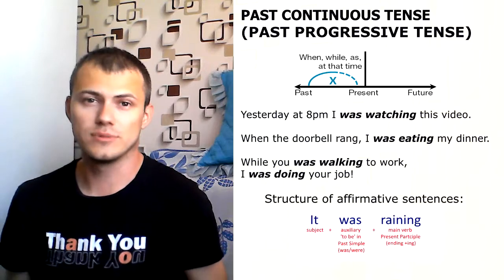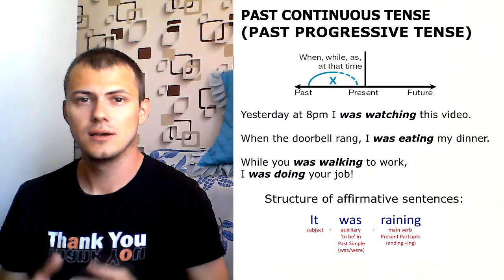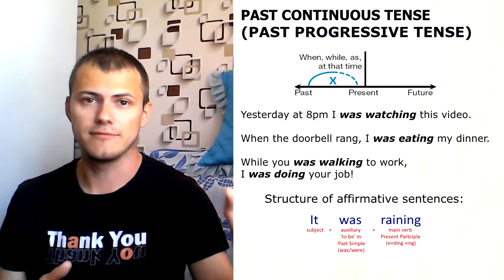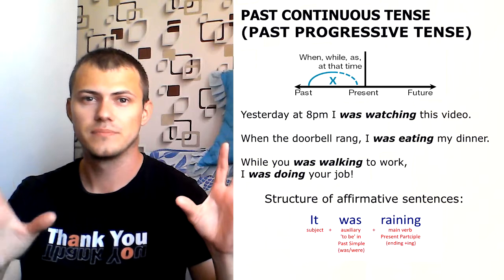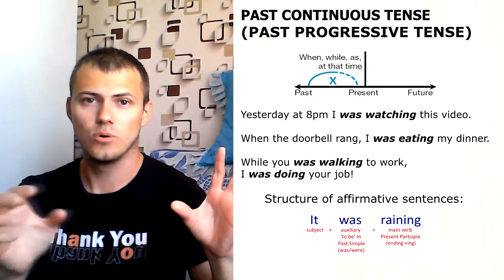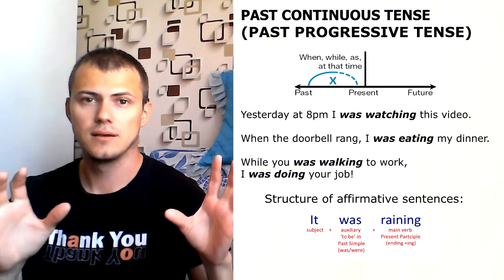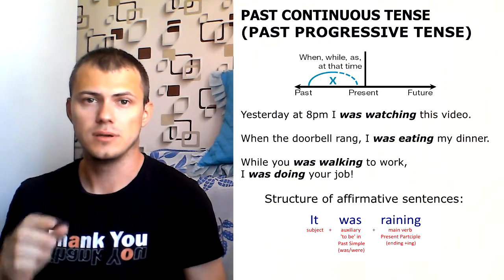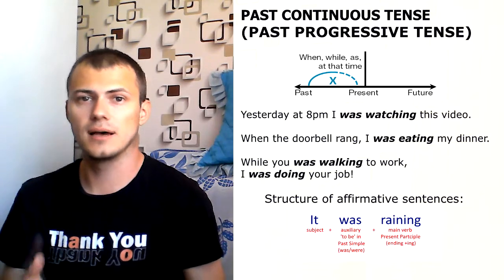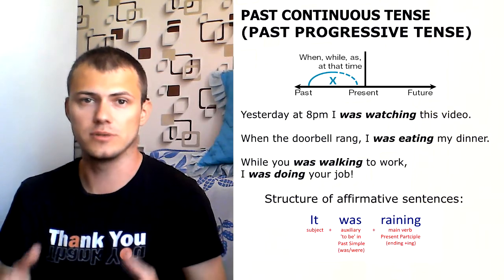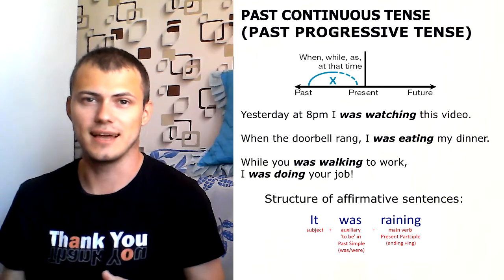To form a simple English sentence using the past continuous tense, we should have a subject plus the verb to be in the past tense, was or were, plus a main verb in ing form. This is a simple structure of an affirmative sentence using the past continuous tense.